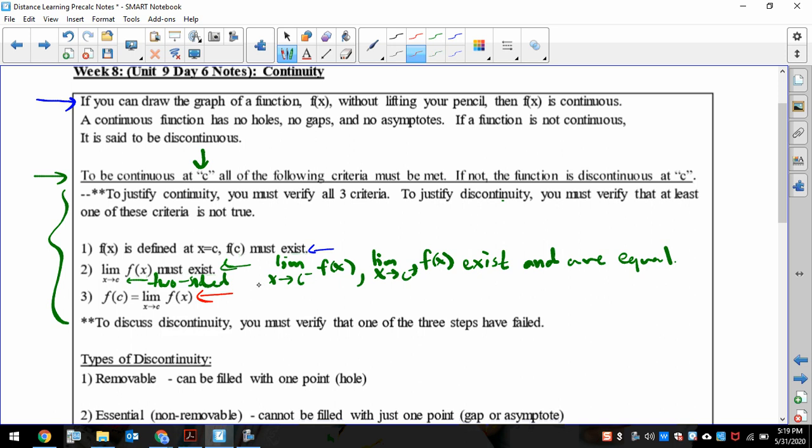Furthermore, the very last condition: not only is the function defined, so f of c is defined, which is the first one, and the second one is the left-hand and right-hand limits are equal. They exist and are equal, so the 2-sided limit exists. But the third one is they all are equal, so f of c equals the 1-sided limits. This is sometimes called the continuity statement.